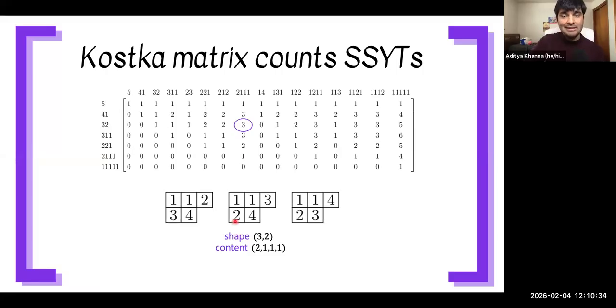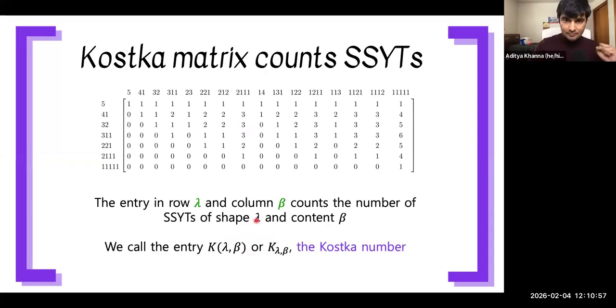Another example, this 3 here corresponds to the shape 3, 2. So 3 boxes on top and 2 in the bottom again. And the content 2, 1, 1. So 2 ones, 1 two, 1 three, and 1 four. And now we get 3 of them. That's what the 3 in the Kostka matrix means. So this Kostka matrix is actually recording all of the semi-standard Young tableaux of a given shape and content. In general, we will denote it using K lambda comma beta. I will either use K parentheses lambda comma beta or K subscript lambda comma beta, depending on how much space I have on the screen. And we'll call these Kostka numbers.